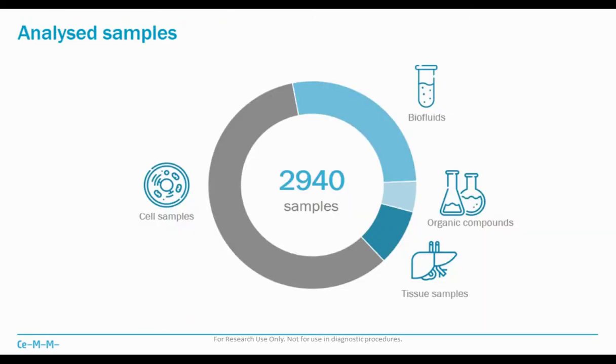And we are not the biggest facility, so what we have is around 3,000 samples per year. The major sample type that we see here is cell samples, as this is one of the systems that we use the most in our institute. We also have experience with biofluids, such as plasma, serum, and urine. We also analyze tissue samples and also organic compounds. This could be either compounds from organic synthesis or commercially bought drugs.